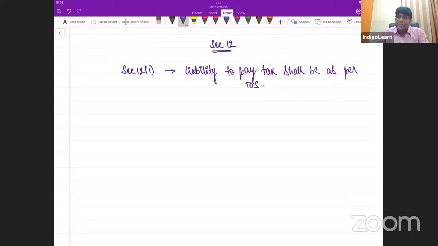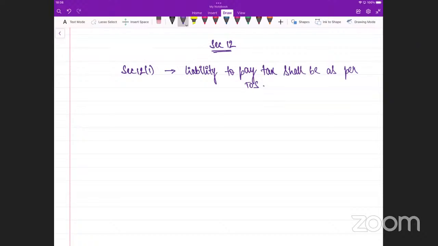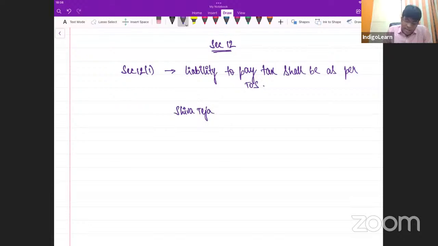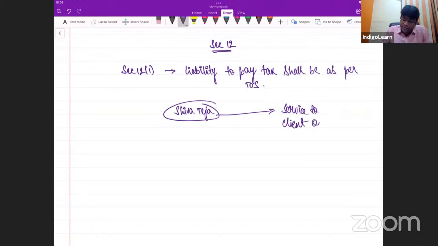For example, if service is given in one month, invoice is issued in one month, and payment is received in some other month. So, for example, let's say Shiva Teja, a chartered accountant, has given service to a client on 10/10/21.